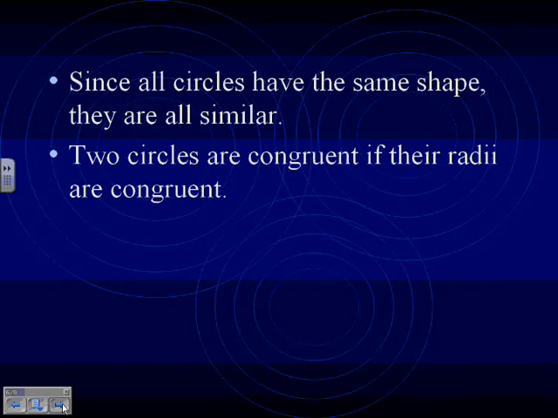Two circles are congruent if their radii are congruent. It's really easy to check to see if two circles are the same size or not. All you have to do is look at their radii. If each one has the same measure for its radius, then they are congruent circles. You don't have to look at any other measure. Just the radii are enough.